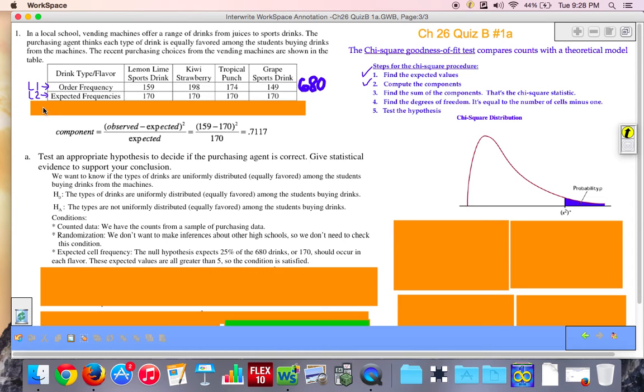Okay, so if you can just take a minute and make a third row in your table, and we're going to call that the chi-squared components. Just take a minute and find your chi-squared components. We know the component here is 0.7117, and I think I rounded 3 places after the decimal, so I wrote it as 0.712.